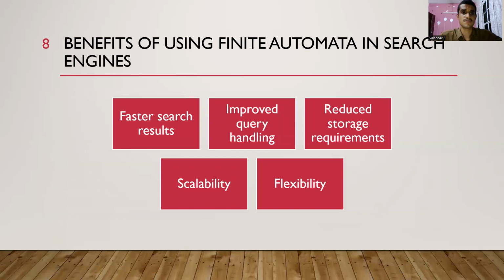Now, let's discuss the benefits of using FA in search engines. Finite automata allow for efficient pattern matching and string searching, which speeds up the search process and improves the response time. They can be used to optimize queries, reducing the number of unnecessary comparisons and improving the accuracy of the results. They can be compressed to minimize storage requirements, making it easier to store and process large volumes of data.